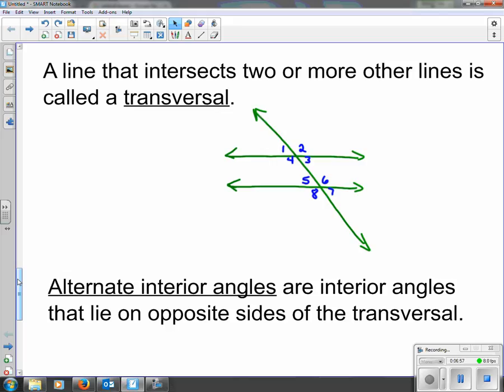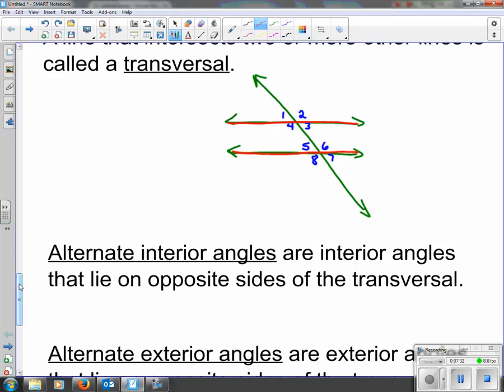Alternate interior. Interior refers to the angles inside between these two parallel lines. If you refer to angle 4 and angle 3, angle 5 and angle 6, they're interior angles. So we know they're interior, but what about them? Alternate interior means that some angles have the same measurement. Actually, angle 4 is congruent with angle 6.